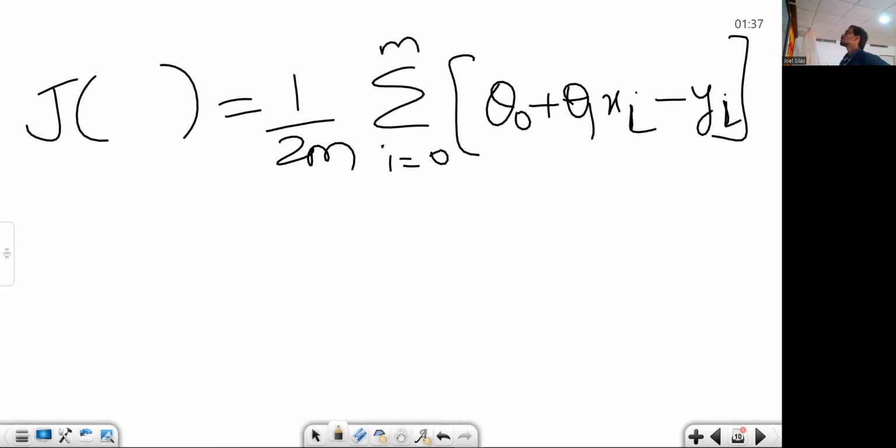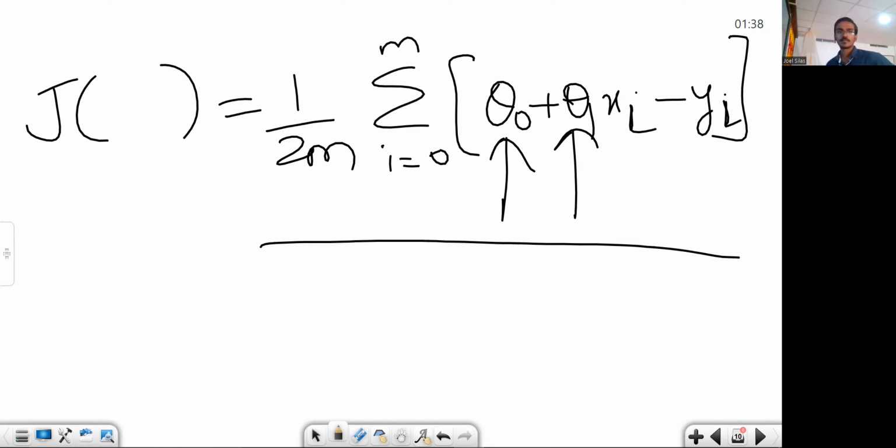So we see that these two parameters, theta 0 and theta 1, where theta 0 is the y-intercept and theta 1 is the slope of the line, determine the value of this entire expression. So this whole thing is a function of theta 0 and theta 1.